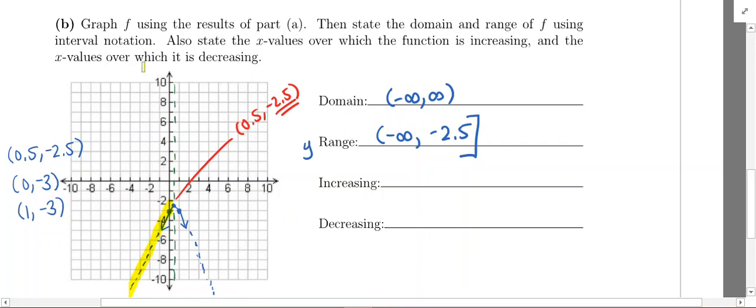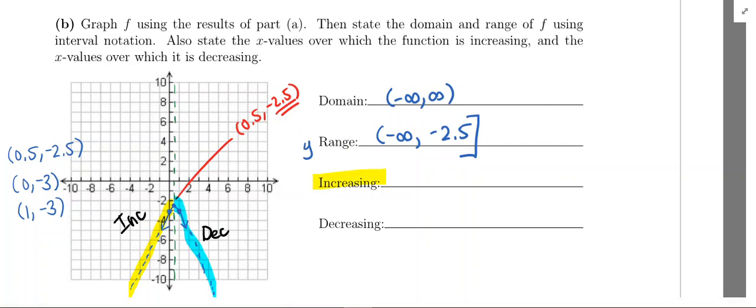So we're increasing until we get to the vertex. And then once we hit the vertex or the axis of symmetry, we start falling. So after that, we are decreasing. Now we can write the intervals of increase and decrease down. Remember, when you state increasing and decreasing, you have to state the x values over which this is occurring.